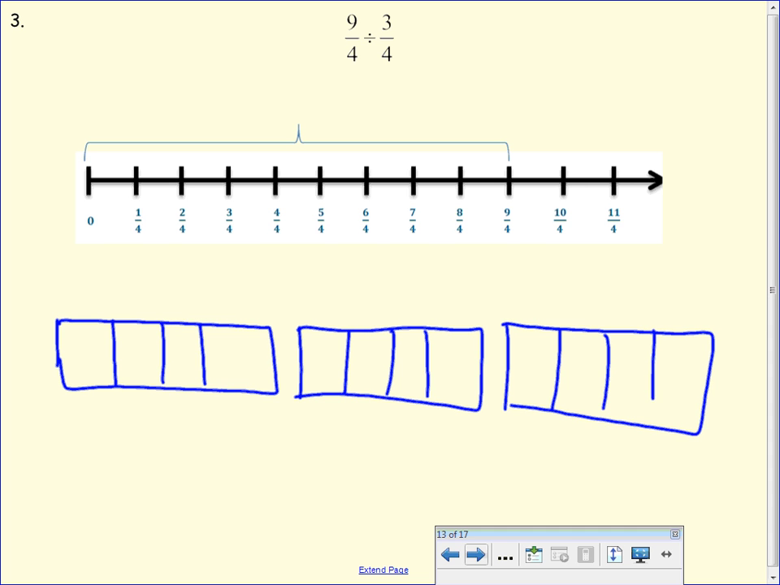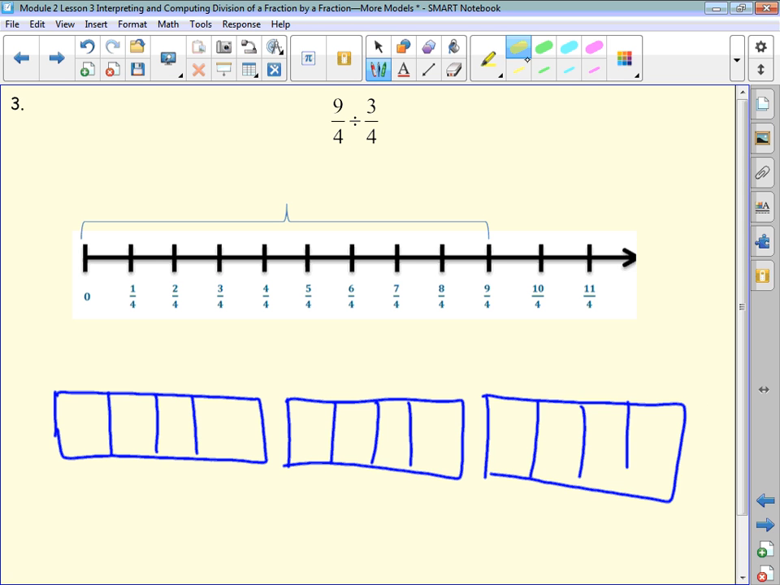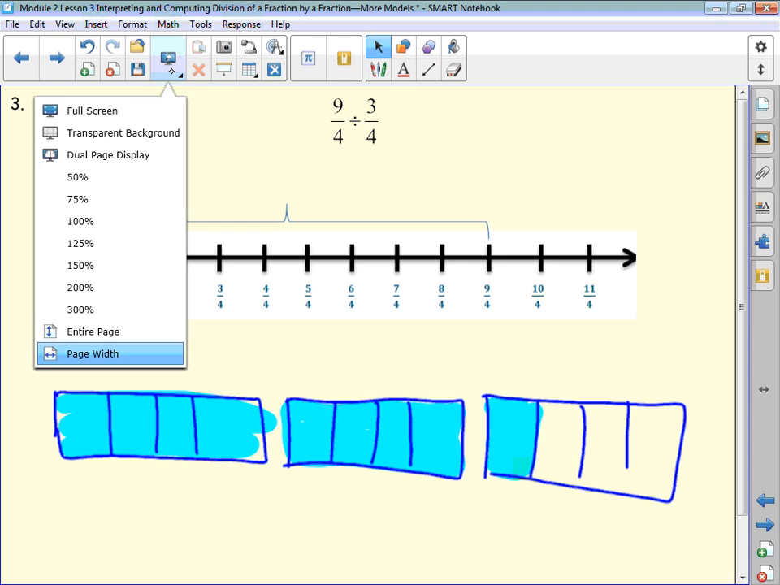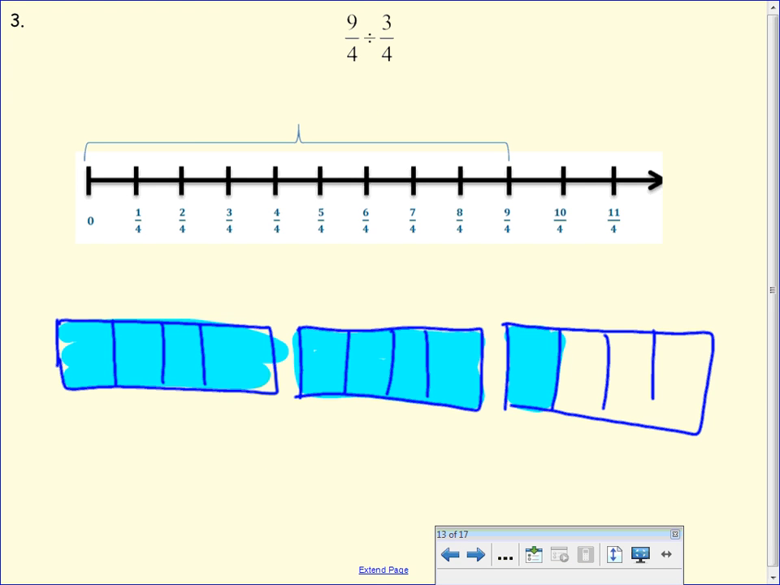we could illustrate 9/4 on our tape diagram like this. This is 4/4, 8/4, and 9/4. So that's how we could illustrate 9/4 on a tape diagram. If you prefer to use the number line, that is also a model that you can use.